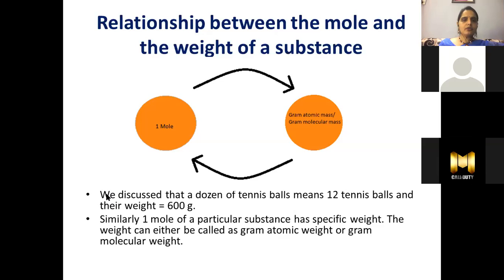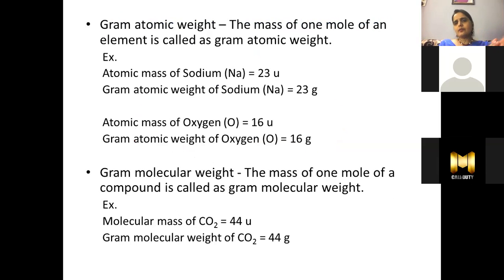Okay, now we come to the next part. Just brief definitions: what is meant by gram atomic weight and gram molecular weight? Gram atomic weight is the mass of 1 mole of an element. So how do we calculate how much it is? You must already have been introduced to atomic masses of various elements. For example, sodium is an element. Its atomic mass is 23 U.